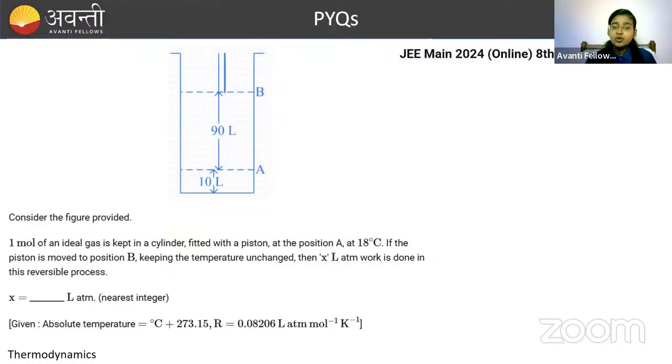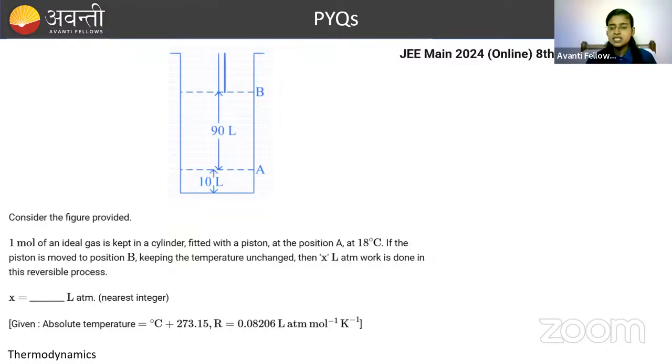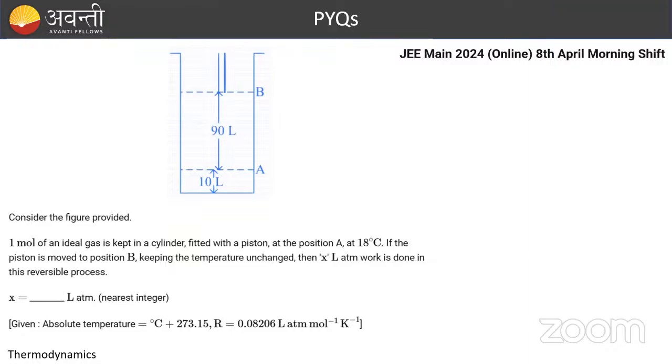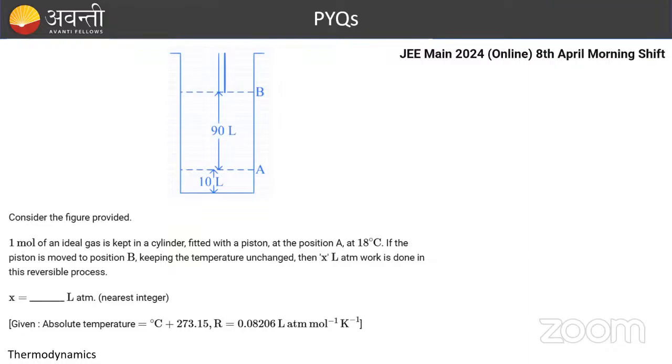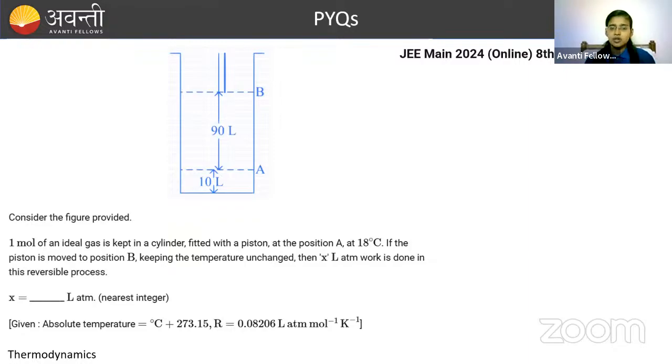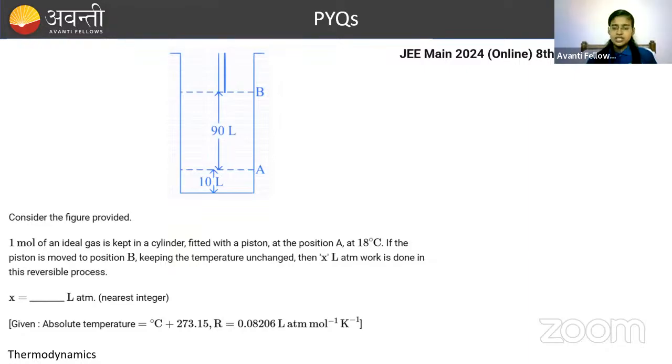If the piston is moved to position B, piston meaning the object which is used to give pressure, if it moves from position A to position B keeping the temperature unchanged, then X liter atmosphere of work is done in this reversible process. What is the value of X in terms of liter atmosphere? The absolute temperature value is given, and the R value is given. So how to approach this question?